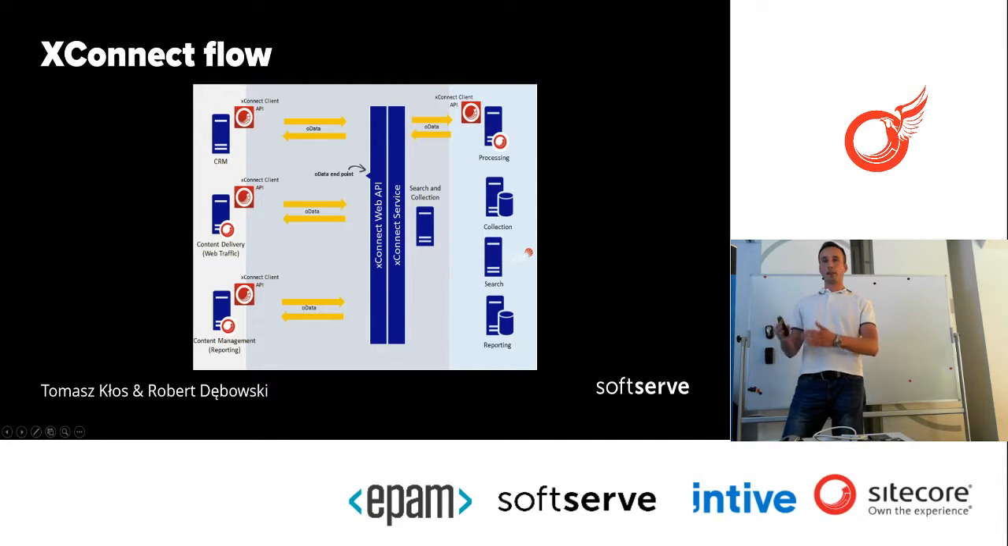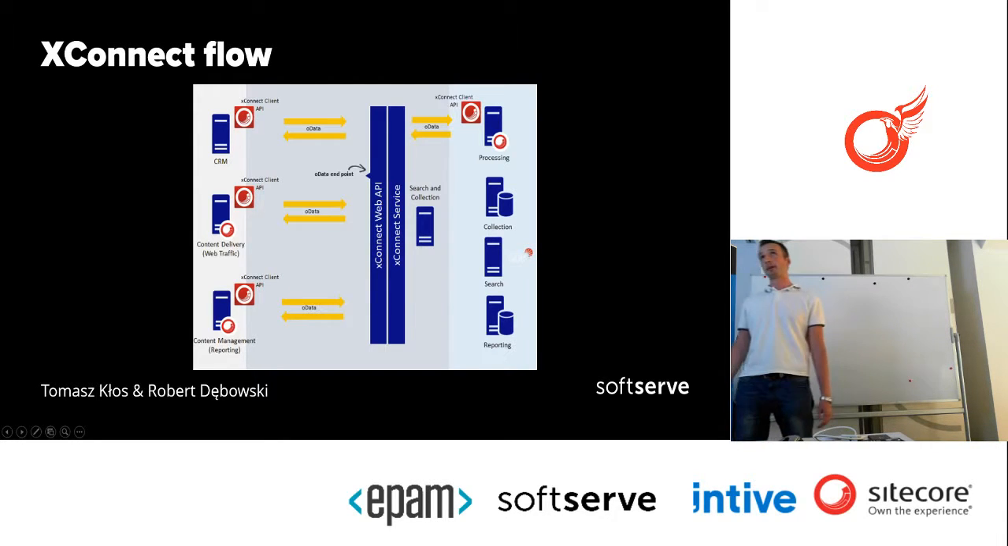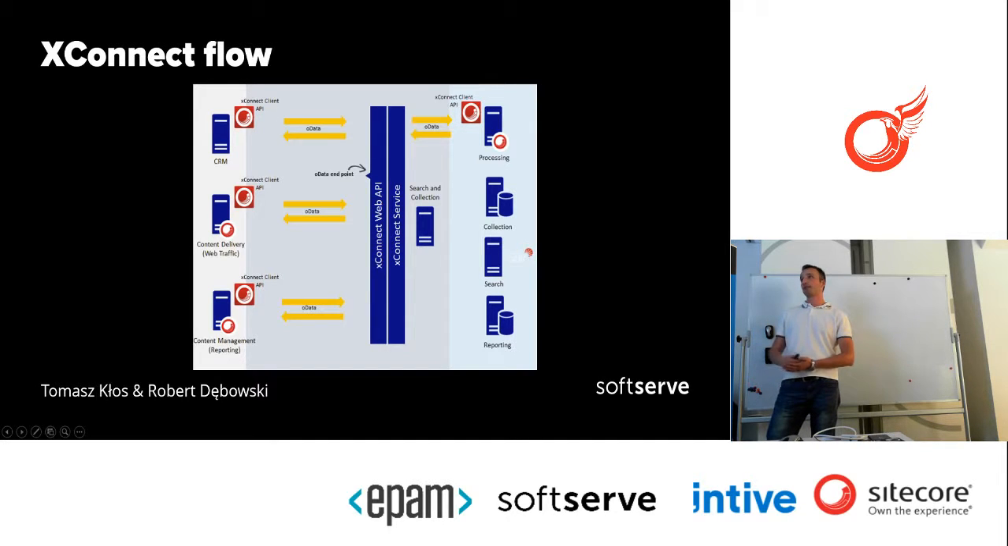So this is the layer that unifies the interactions with the XDB. We see these yellow arrows with the OData description. It means that this eXtremeConnect web API, which you are using as a developer, is built based on the OData standards. So this is a RESTful service. And behind this web API, we've got the eXtremeConnect services.